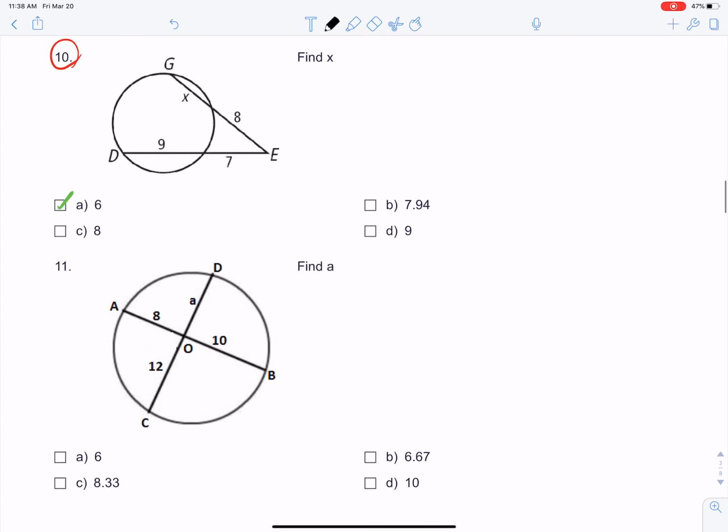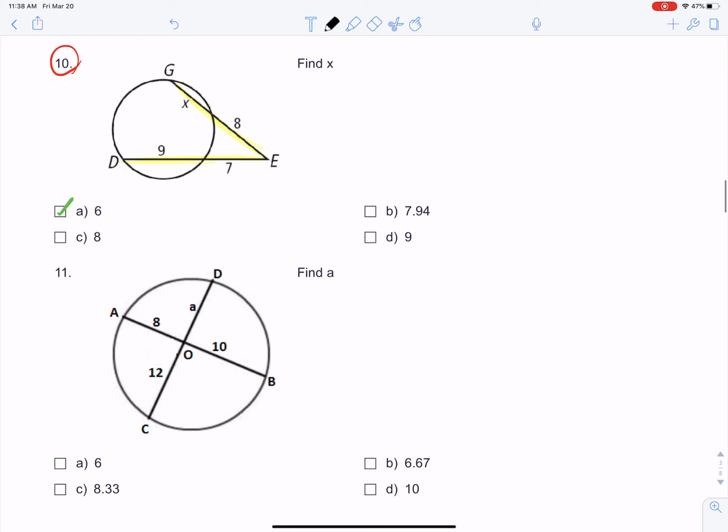For number 10 on this sheet, we have two secants. We have a secant here, it passes through the circle, and a secant here, it passes through the circle. Now, they're asking us about the lengths of the parts of this. They're not asking us about the arcs. So the property for that is that the external part times the entire secant.